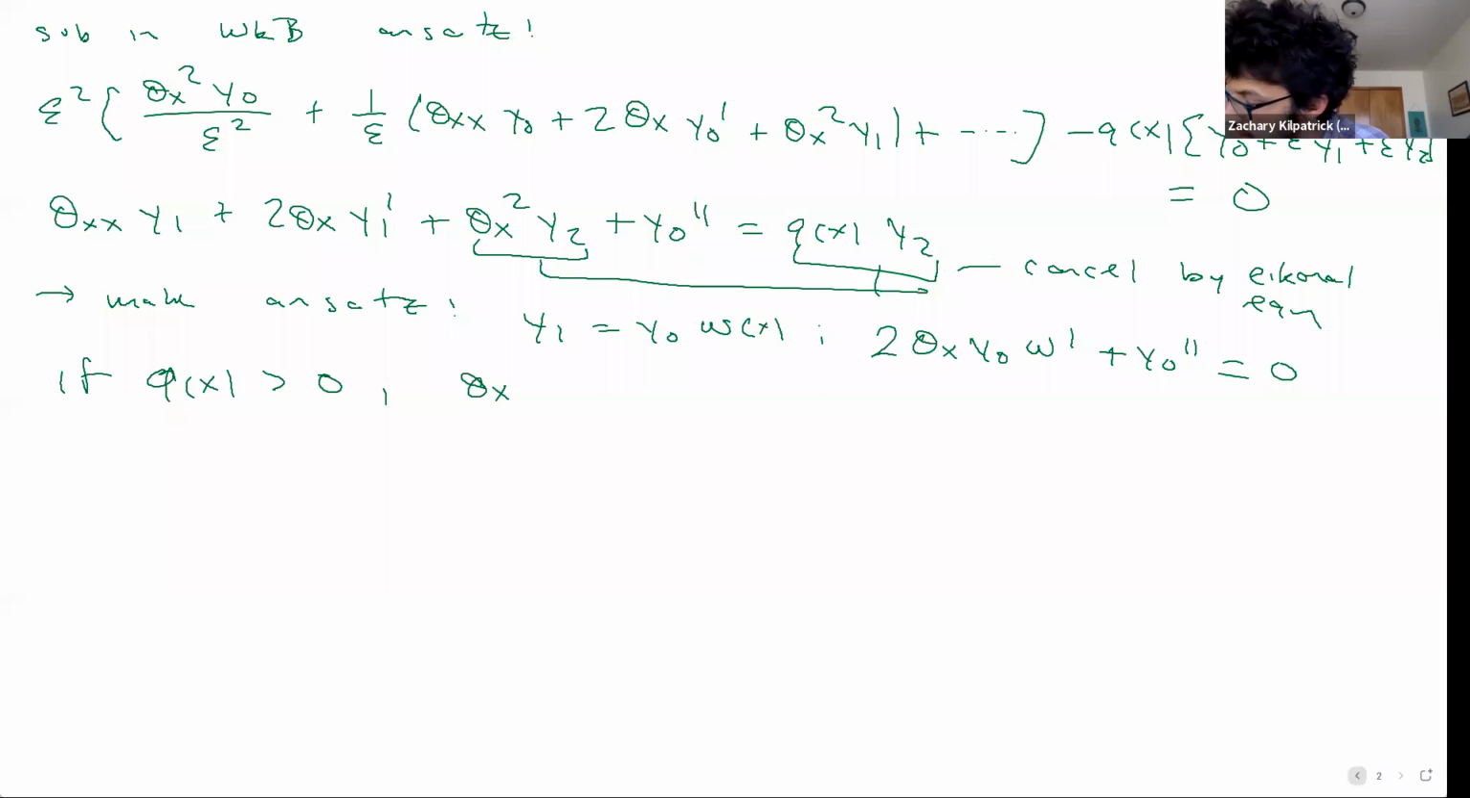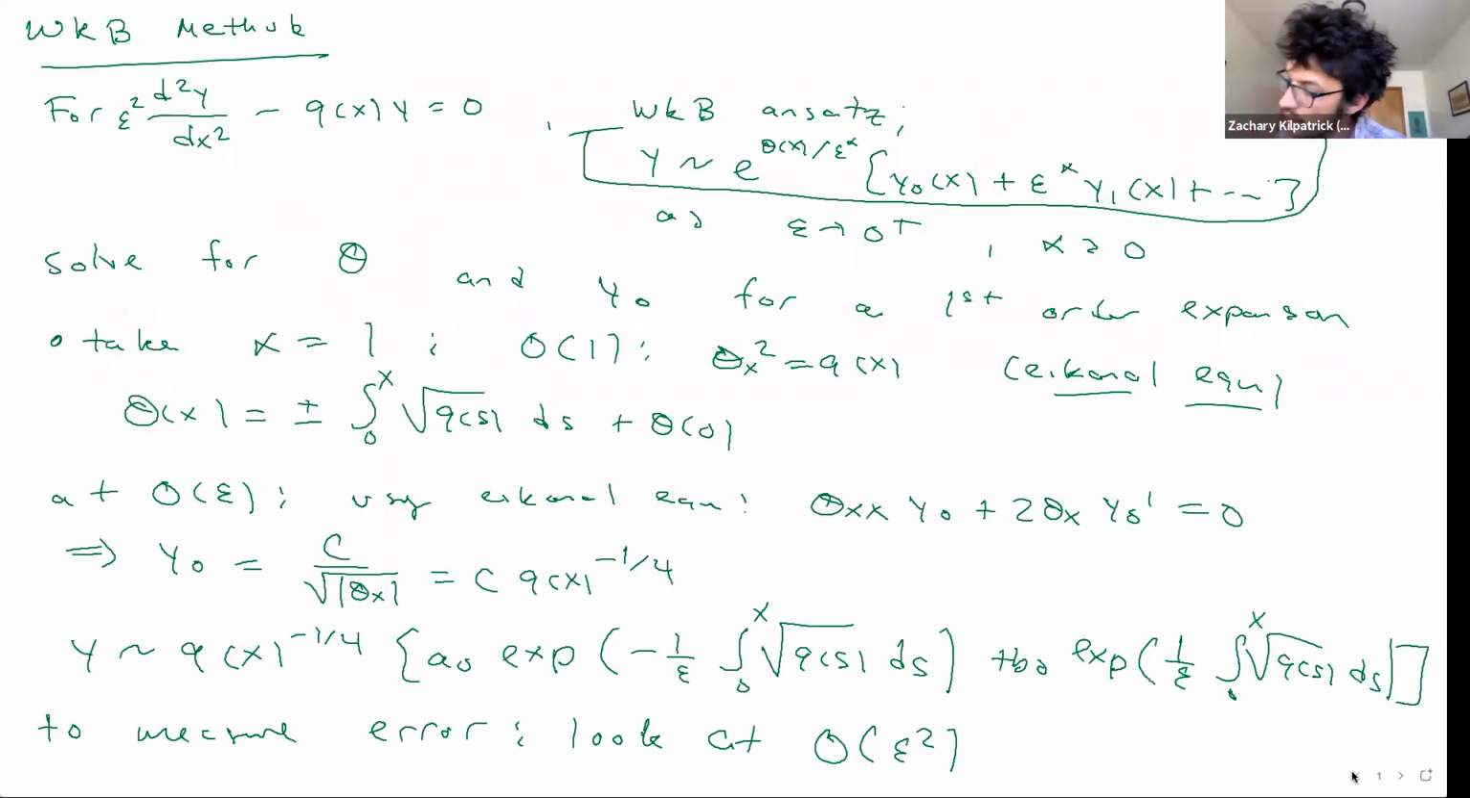Let's look back at theta. If q of x is positive, we can assume that theta sub x is going to be real, at least real, right? If q of x is negative, then theta sub x is going to be imaginary. And this distinguishes two different types of solutions that you can get with the WKB ansatz.